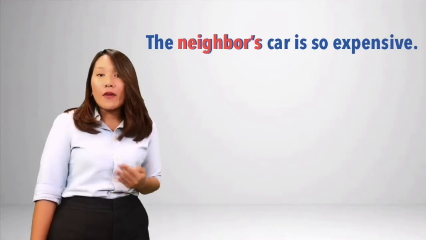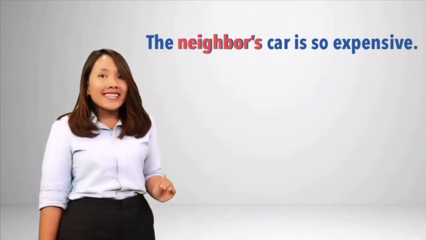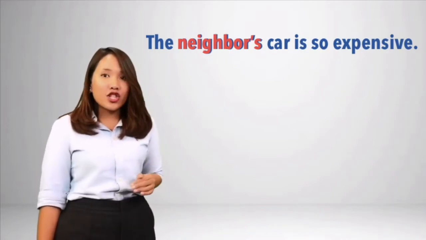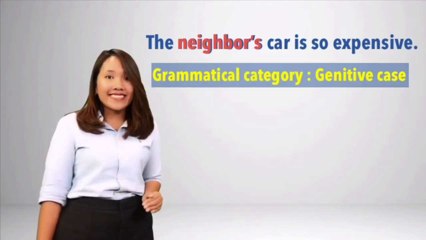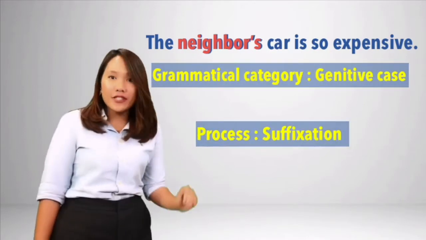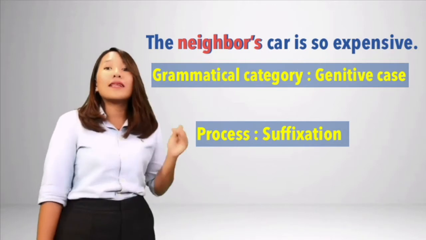Another special case for noun is that English nouns are also inflected by genitive case. Genitive case refers to the grammatical category that marks the possession on the following noun. It is special because the genitive case can occur with both singular and plural. For example, the neighbor's car is so expensive. The apostrophe s is inflected to carry the genitive case through the suffixation process to denote the possession that the car belongs to the neighbor.